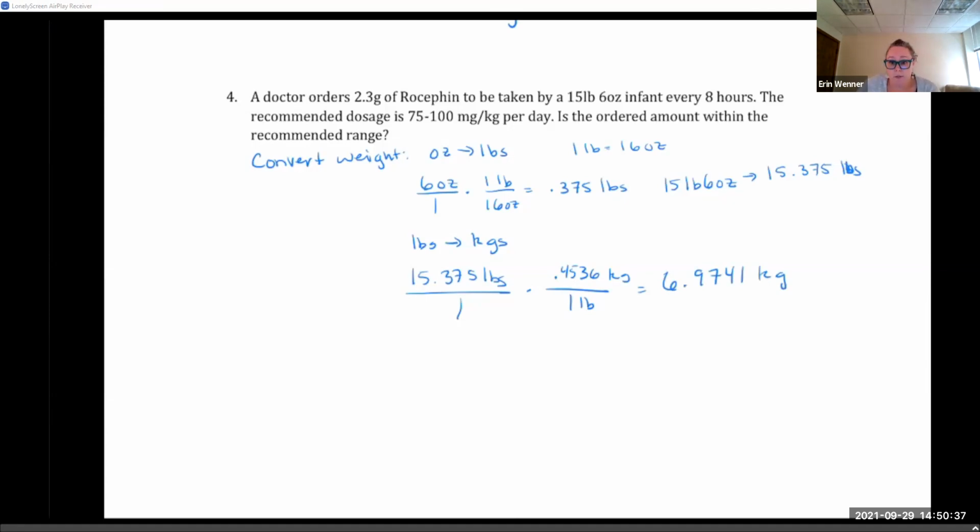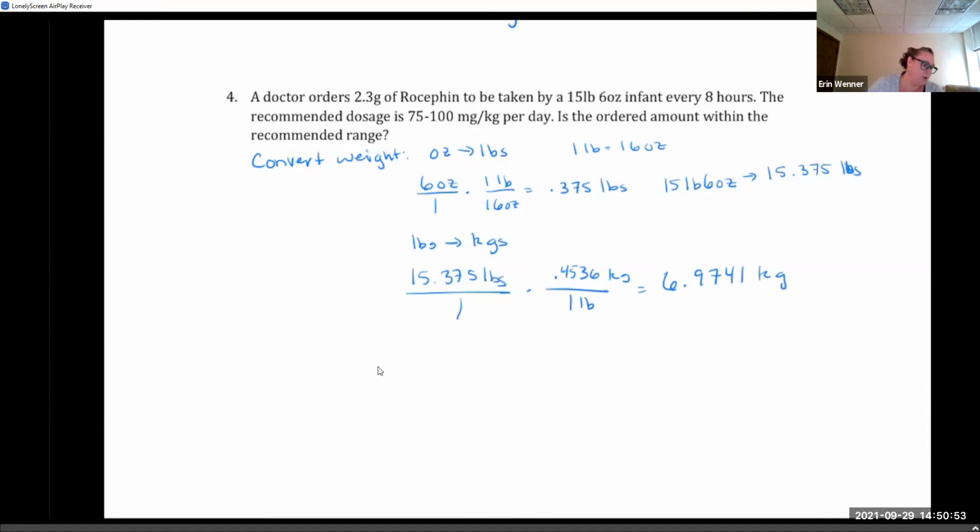I am not going to round. Do not intermittently round. The reason for that is that it will throw us off, because they're going to be doing the problem as if they're not rounding midway. So we finally have our child's weight in kilograms.